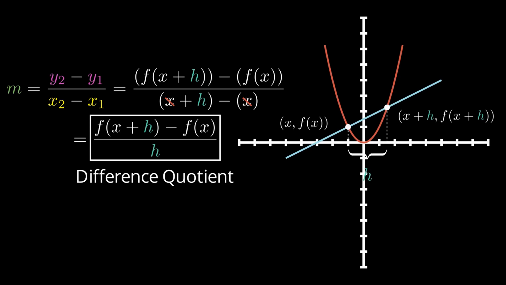Now you may ask, why did we do all of this just to land at a different way of representing our slope formula? Why did we substitute our x1 and y1 and our x2 and y2 with x and f of x and x plus h and f of x plus h? Why did we do all this?